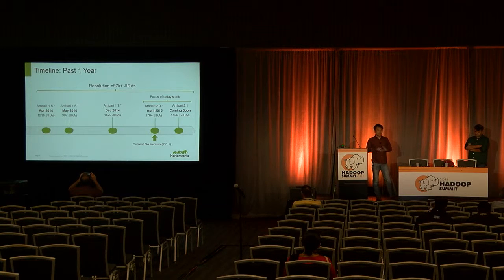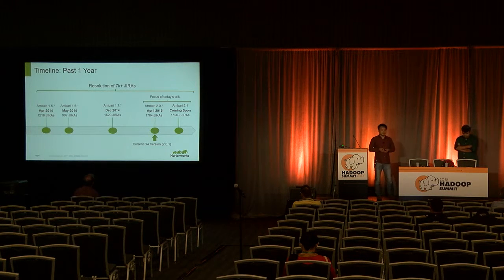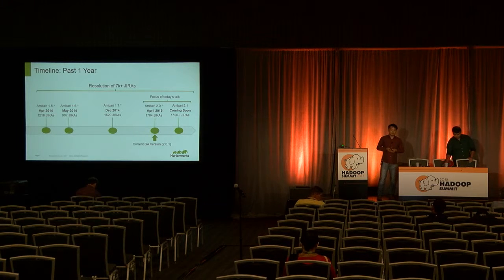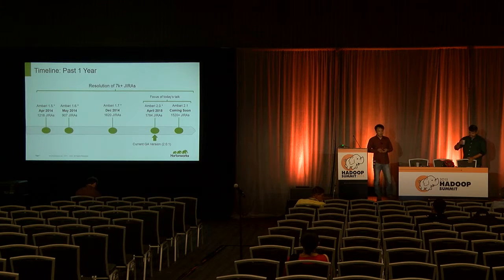So here's a timeline showing the activity for the past 1 year or so. Basically, in the past year, we resolved about 7,000 plus JIRAs with a number of releases, and each release containing a lot of new features and bug fixes to address problems that have been encountered in the field.